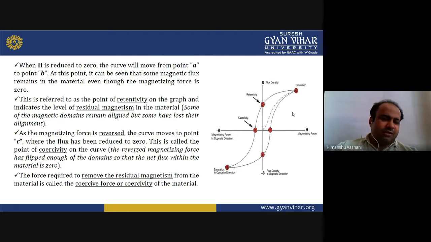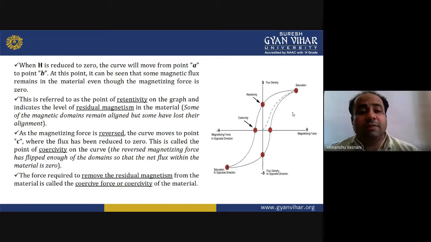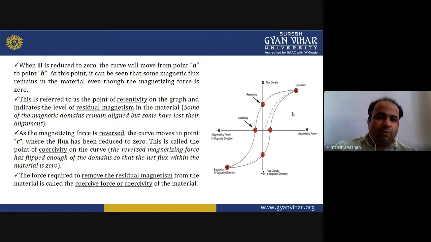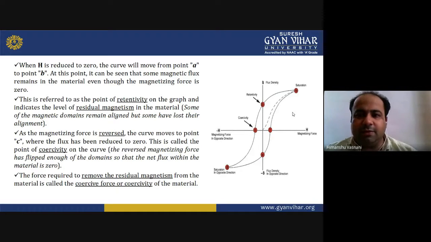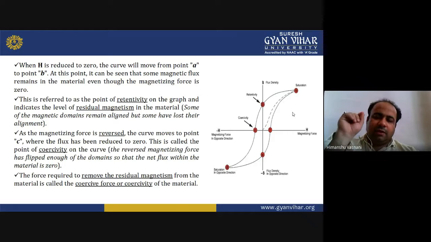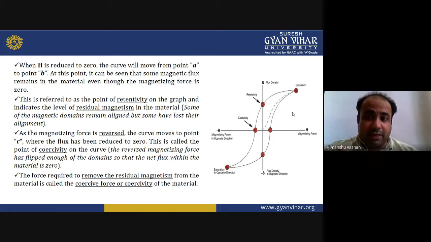Okay, the variations that are shown in the loop. When H is reduced to 0, the curve will move from point A, that is the saturation point, to point B. You can see the point B that is shown as retentivity on the vertical axis, the small b, not capital B. Small b is the retentivity point.